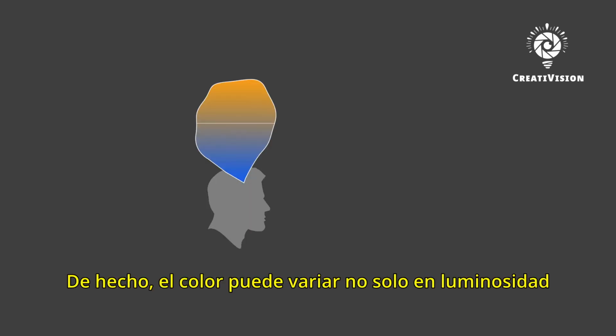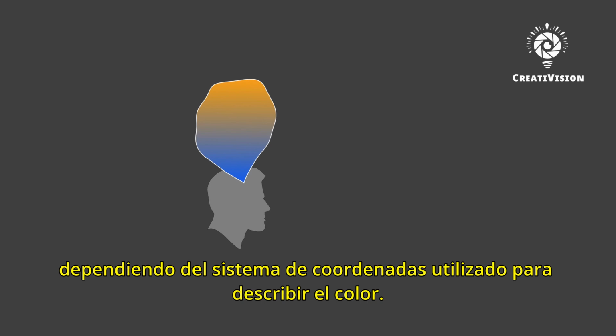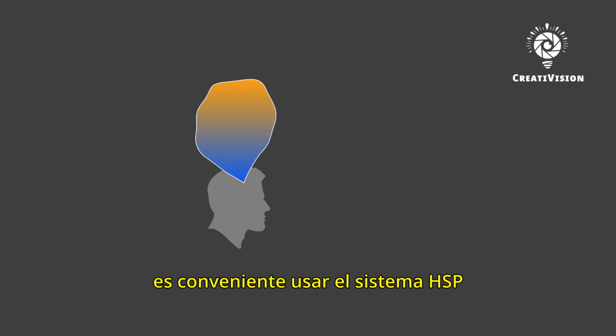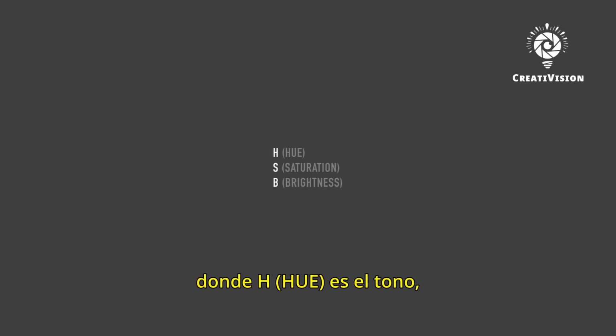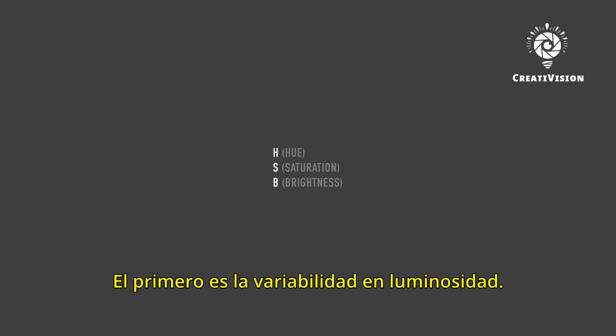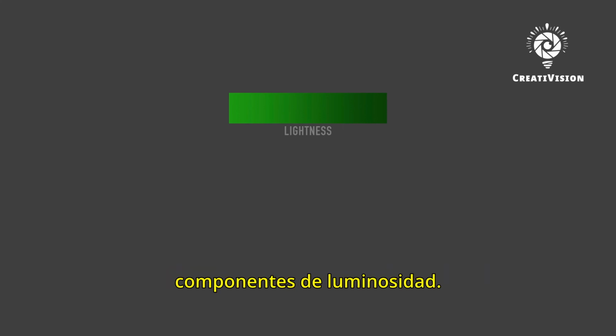In fact, the color can vary not only in lightness, but also in other components. Which one exactly depends on a coordinate system used to describe the color. For mixing paints and working with digital images, it is convenient to use the HSB system, where H is hue, color tone, S is saturation, B is brightness, lightness or brightness. In this coordinate system, color can vary in these three components. The first is variability in lightness. In this case, the color changes within certain limits only in its lightness component.